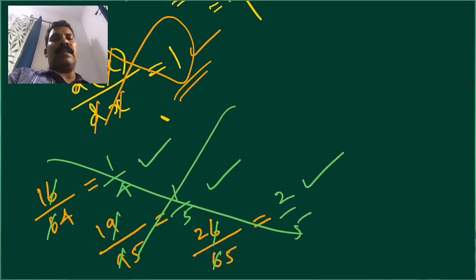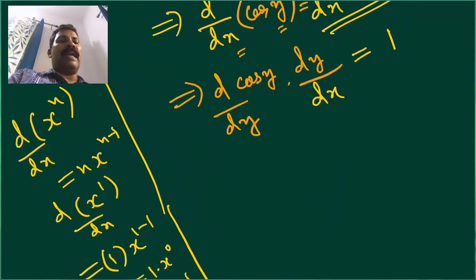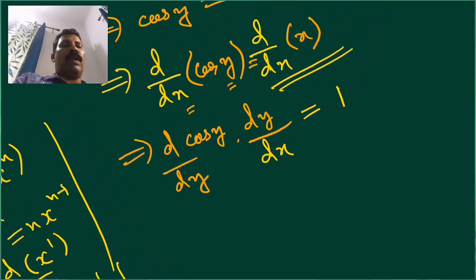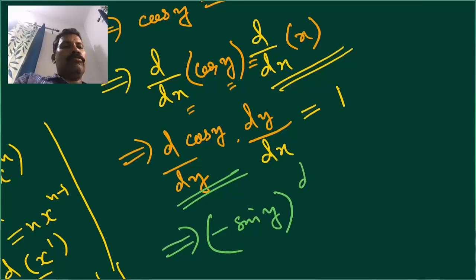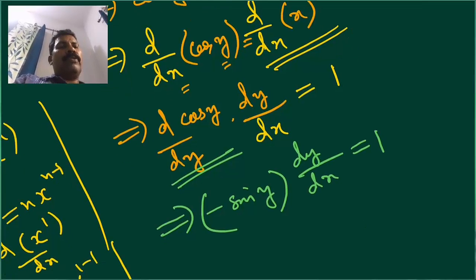You know, in mathematics, not only the answer, but the method matters. So that is very, very important. So the derivative of x with respect to x is 1 only. Then what about the derivative of cos y with respect to y? That is negative sin y into dy by dx, that is equal to 1.